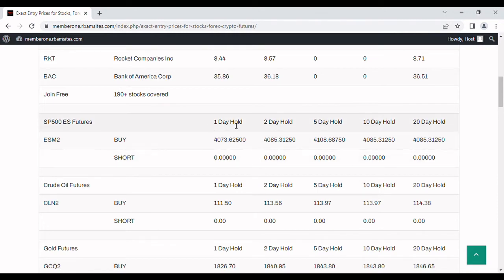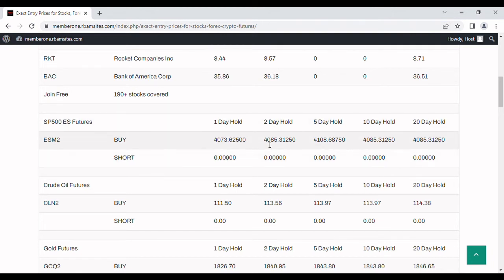Now a 1, 2, 5, 10, 20-day holding period is basically the longer you're willing to hold it, the higher your average profit should be, and the higher your average win rate, or your success rate, should be. There's obviously no guarantees on any particular trade, but that's generally how this works.